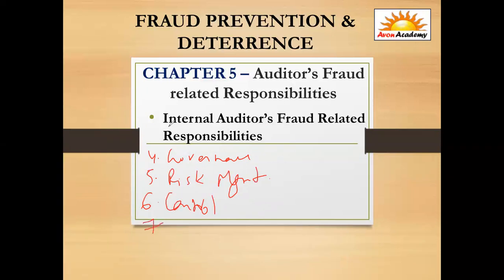And then seventh, the engagement objective. In the engagement objective, the internal auditor has to conduct a preliminary assessment of risks and the probability of significant error.